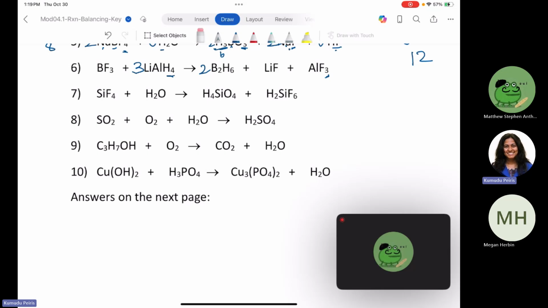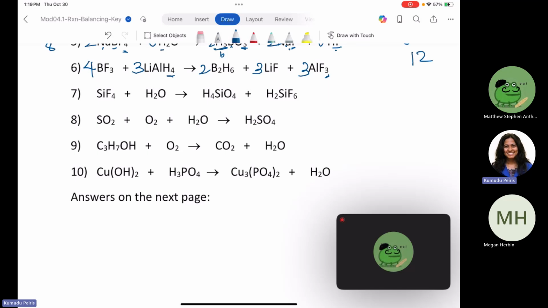I'll erase that part. Why? Because now I have 4 borons. It's going to be 3, since I have 3 aluminums. 3. And here 3 aluminums. Right. Now, is that balanced?